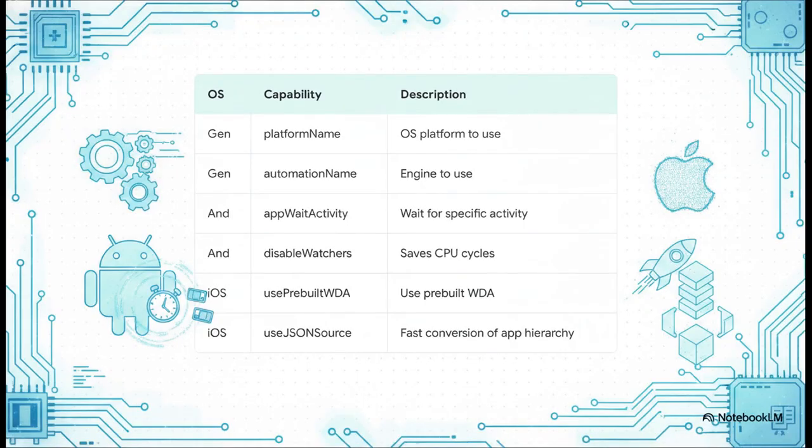There are dozens of capabilities you could tweak, but our sources highlight a specific set that are absolute game changers for speed and stability. You've got the general ones like platform name and automation name, but check out the Android specifics. App wait activity is incredible. It forces Appium to wait until a specific UI activity is actually in focus before starting the test, which kills those early sync flakes. Disable Android watchers is another great one. It saves valuable CPU cycles by turning off background loops if you don't need to verify toast messages. And on the iOS side, use pre-built WDA skips the WebDriver agent build time to drastically speed up startup, while use JSON source gives you lightning-fast conversion of the app hierarchy for massive apps. These aren't just minor settings, they are massive performance multipliers.